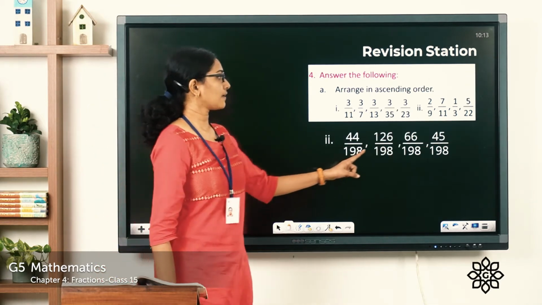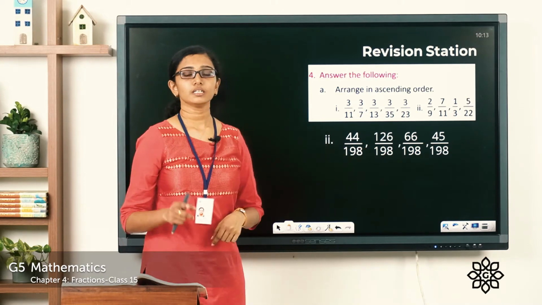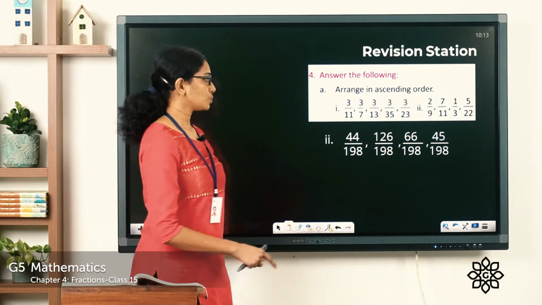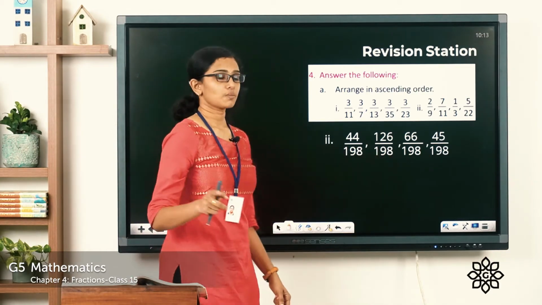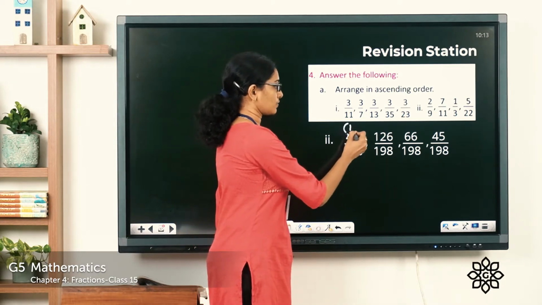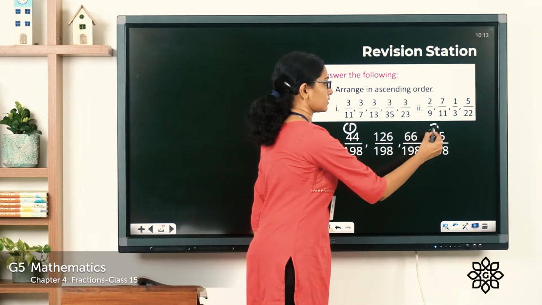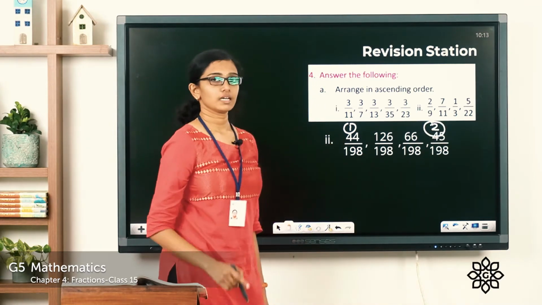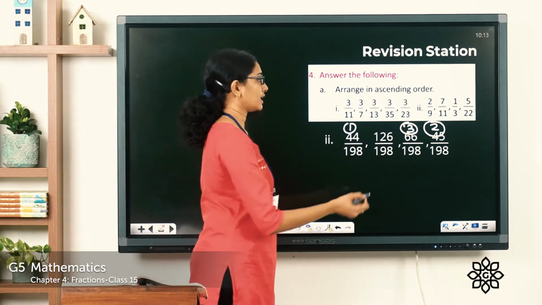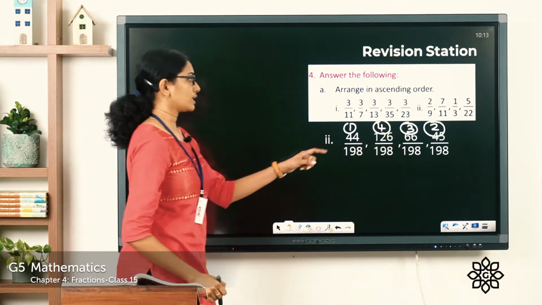So here we have the equivalent fractions listed, and now since all the denominators are the same, we need to compare the numerators. So which is the smallest among this? The smallest among this is 44. So the smallest fraction here is 44 by 198. The next smaller will be 45 by 198. The third one will be 66 by 198 and the largest among this will be 126 by 198.